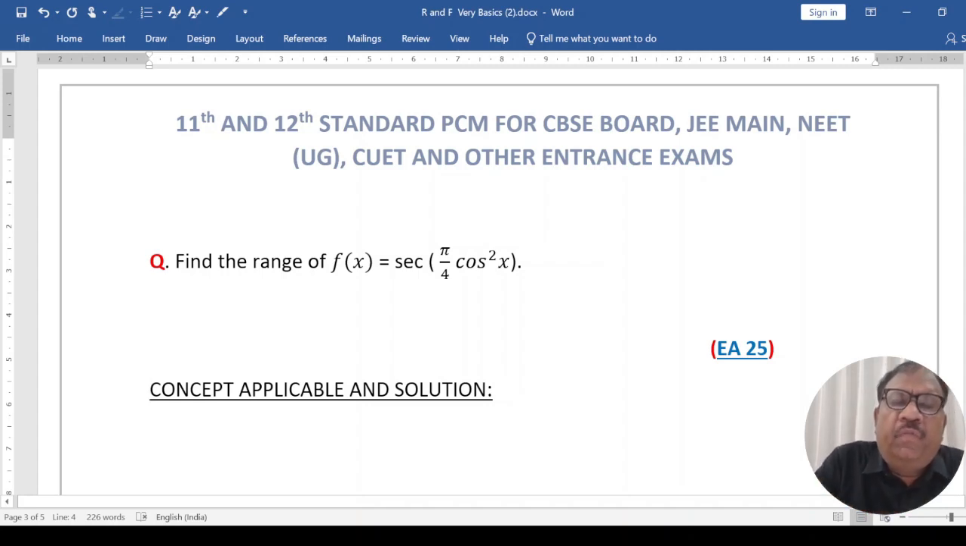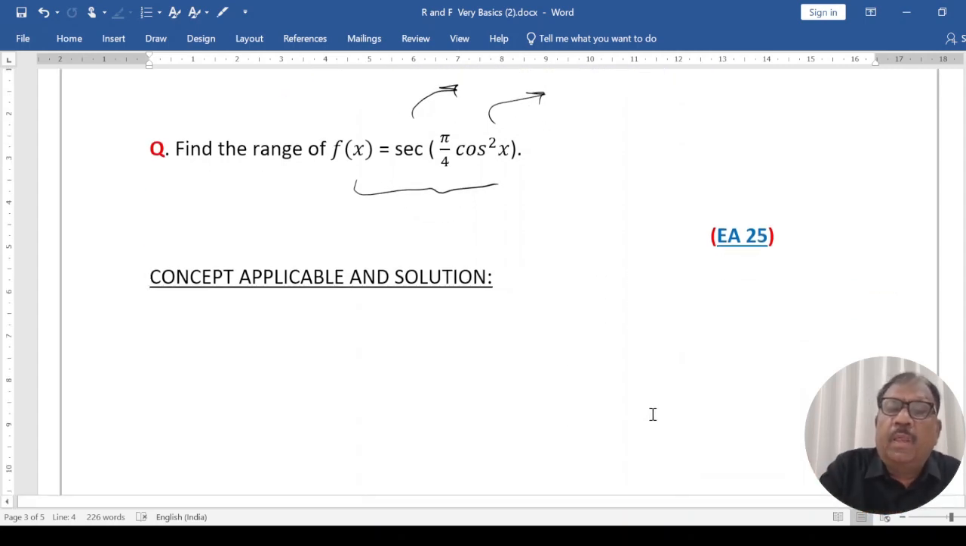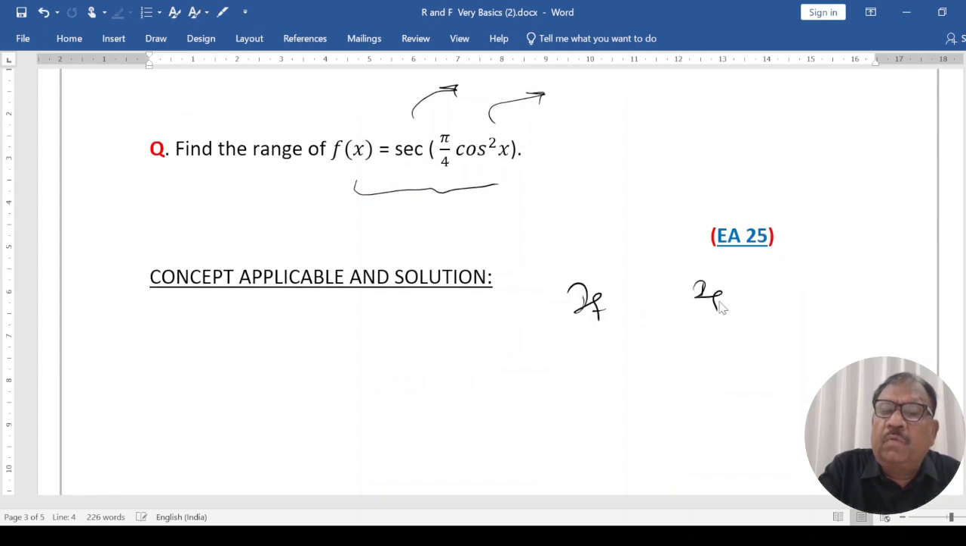Question is, find the range of f(x) equal to sec of pi by 4 cos square x. There are two functions. One is sec x, one is cos x. We should know the domain and range of both. For cos, its domain is R and range is minus 1 to 1. For sec, the domain is R minus the points where it is not defined, that is pi by 2, 3 pi by 2, the odd multiples of pi by 2.